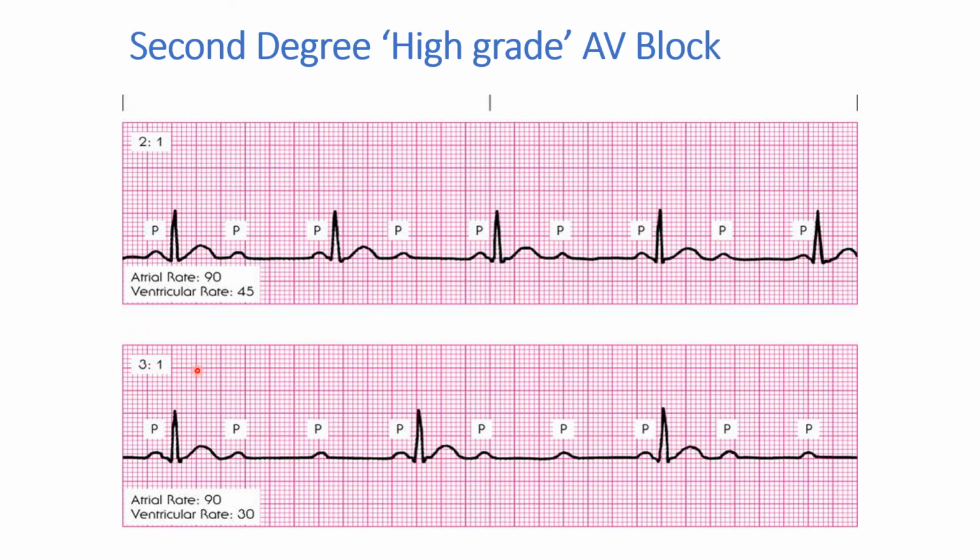And in the above strip, you can see a 2 to 1 block. In a 2 to 1 block, the ventricular rate is half of the atrial rate. In a 3 to 1 block, the ventricular rate is 1/3 of the atrial rate. So what will be the 4 to 1 block? Obviously, it is 1/4 of the atrial rate.